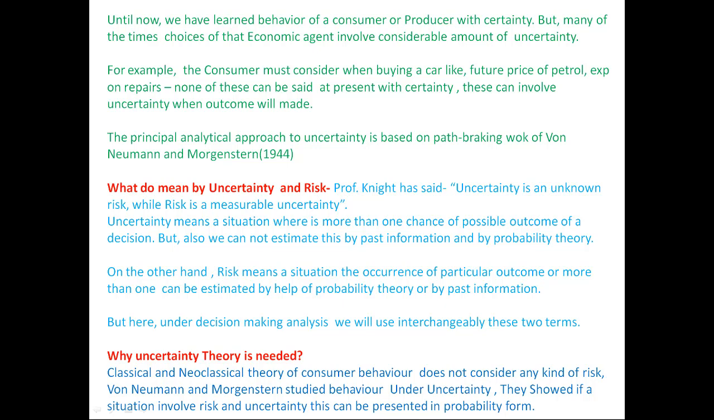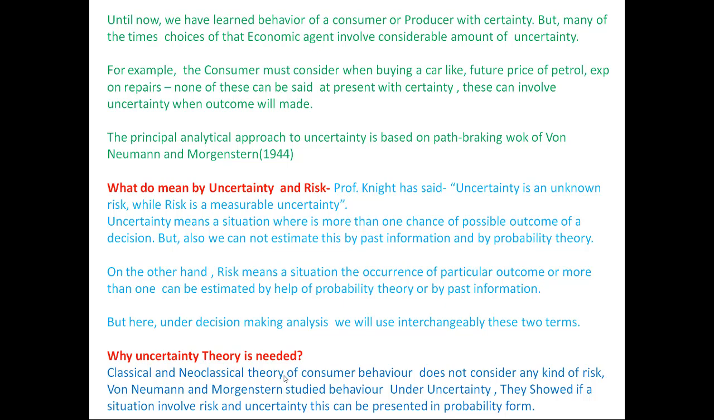Now, why is uncertainty theory needed? We already discussed why we are going to study uncertainty: classical and neoclassical theory of behavior does not consider any kind of risks. Classical and neoclassical means Adam Smith, Jevons, Marshall. They did not consider risks, but von Neumann and Morgenstern studied under uncertainty. They saw what happened if we consider risks.